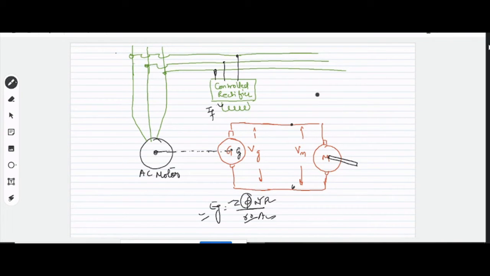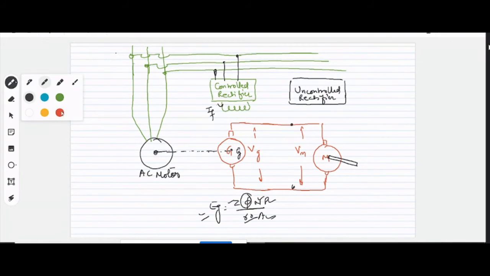For the field circuit of the motor, we can even use an uncontrolled rectifier if wished to, because we don't want to have field flux control. If we don't want field flux control, then we can use an uncontrolled rectifier even for this machine.